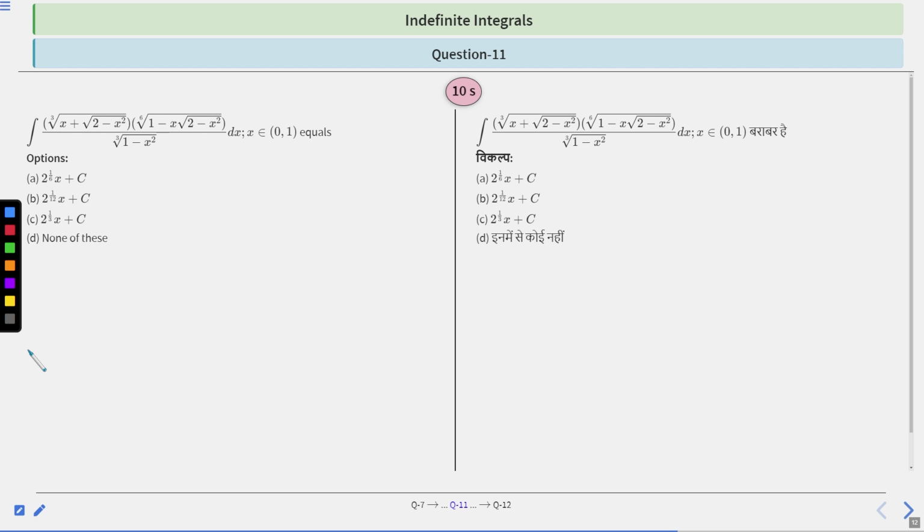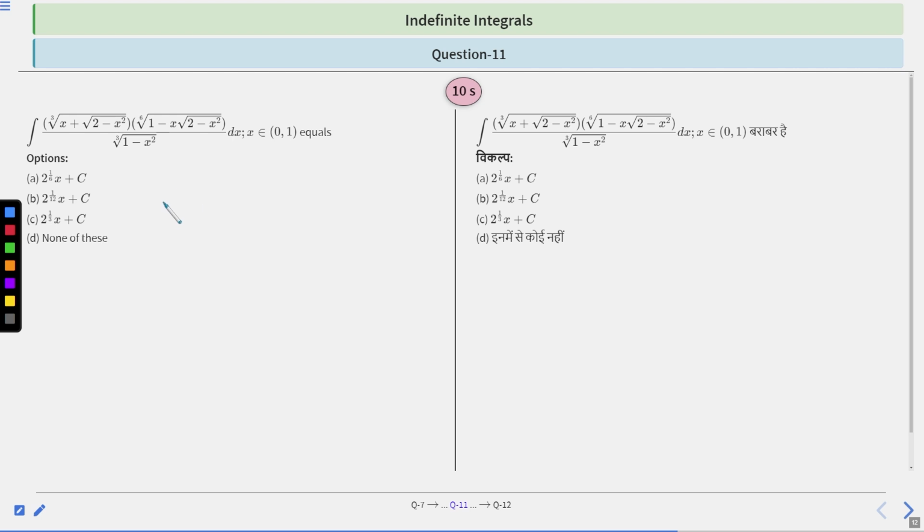Question number 11, which says integration of cube root of x plus root over 2 minus x square into 1 minus x root x into root 2 minus x square to the power 1 by 6 upon cube root of 1 minus x square dx when x is between 0 to 1 is equal to.